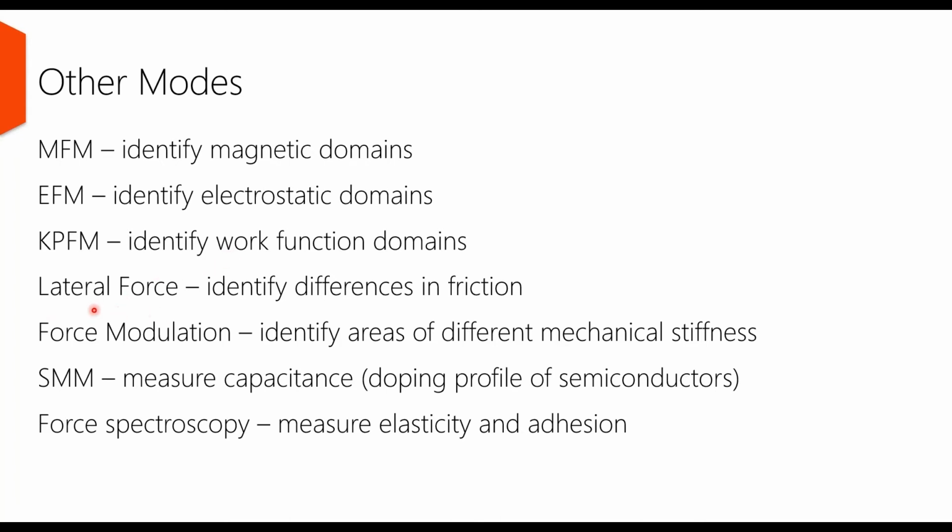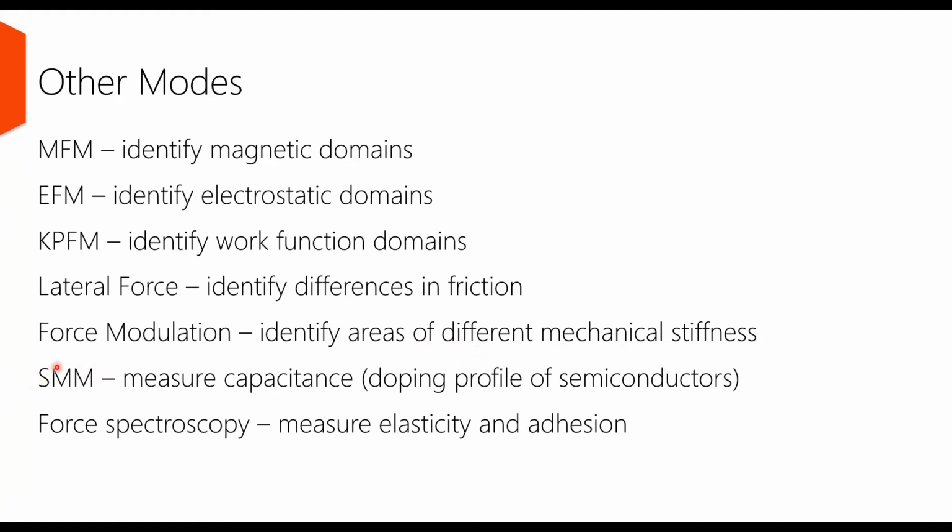You can do something called lateral force microscopy, which allows you to identify differences in friction, so areas that have less friction or more friction. Force modulation is kind of similar to phase contrast, but it's another way to look at mechanical stiffness contrast.